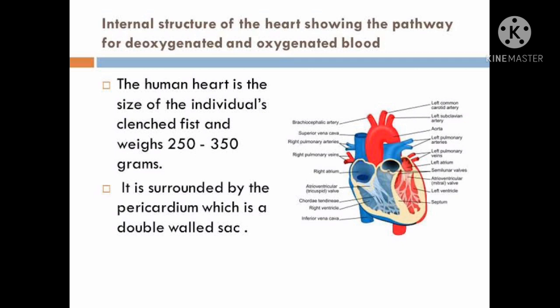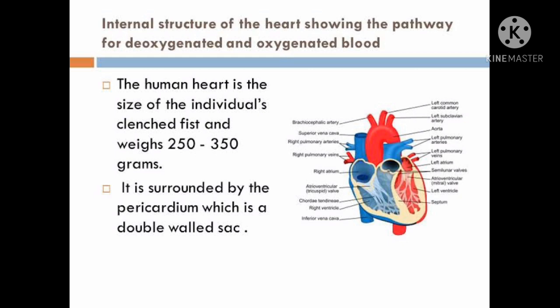Hello student, today we will see about the structure of heart. In that, size, shape and finally the structure of the heart. Firstly see the size of the heart. Yes, the size of the heart will depend upon the individual's fist. Near about the weight of that particular heart is 250 gram to 350 grams, okay.